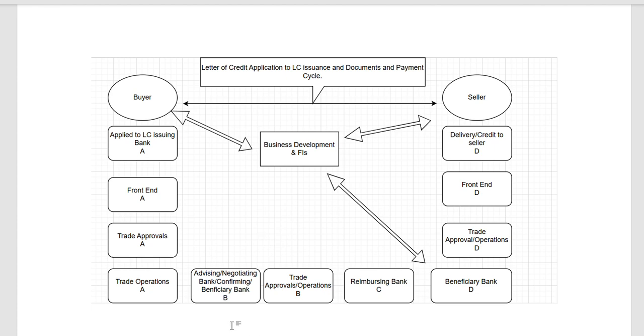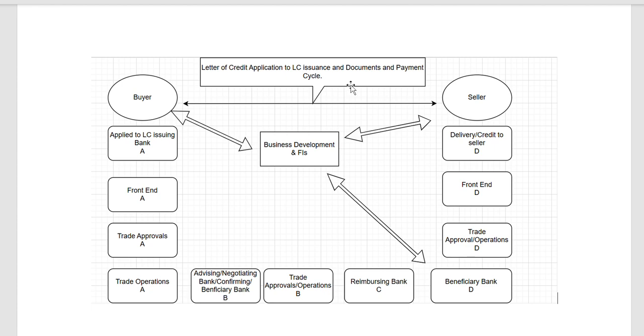So once this LC is issued to the seller, the seller's job is to read all the terms and conditions of the LC, all the details, and once they are convinced, they will start preparing the documents, and they will ship the goods to the buyer. The shipment can be either air shipment, or land transportation, or an ocean vessel shipment, right? Depending upon the terms and conditions of the LC, the shipment will happen.